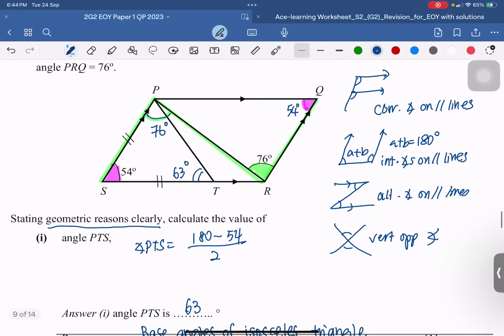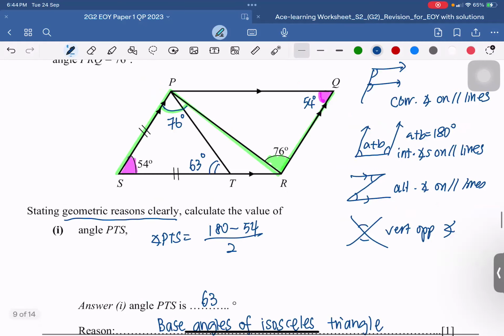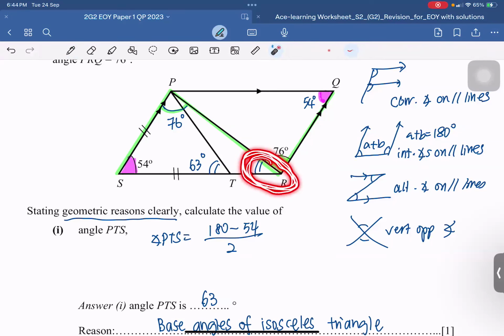I want to find angle PRT over here. 126. How do you get that number? 180 minus 63. I want PRT and this one. Oh, that one, get PTR, right? 180 minus 63, get the inside. Oh, you want 180 minus this one, is it? Isn't it the same?